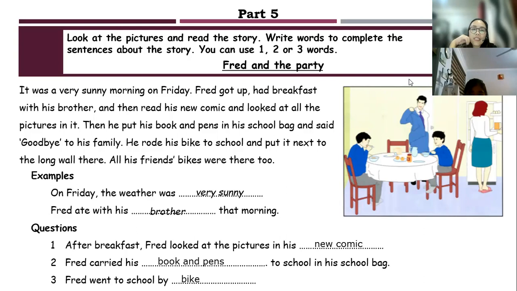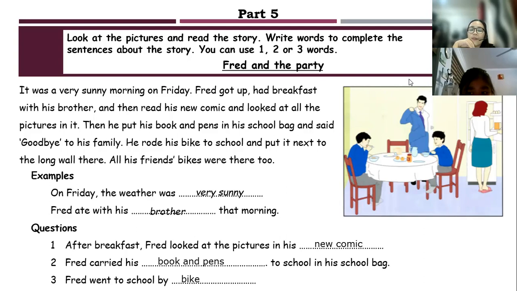It was a very sunny morning on Friday. Fred got up, had breakfast with his brother, and then read his new comic and looked at all the pictures in it. Then he put his books and pens in his school bag and said goodbye to his family. He rode his bike to school and put it next to the long wall there. All his friends' bikes were there too.